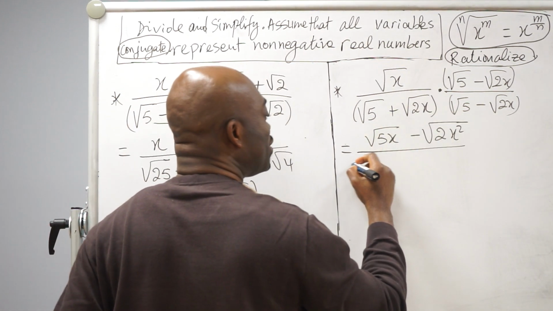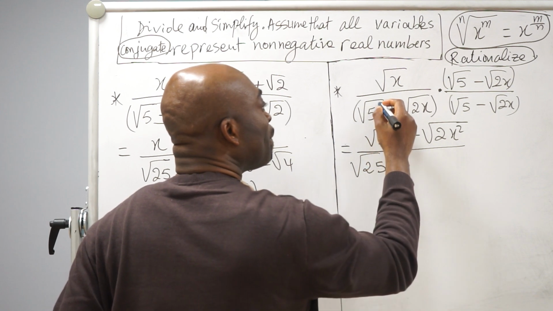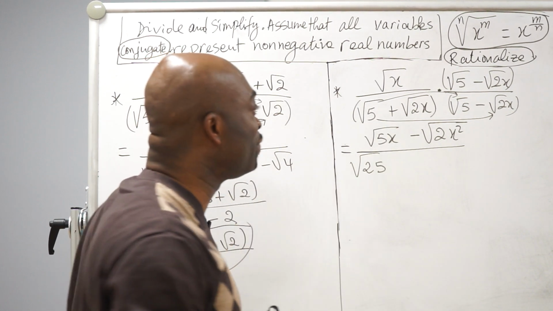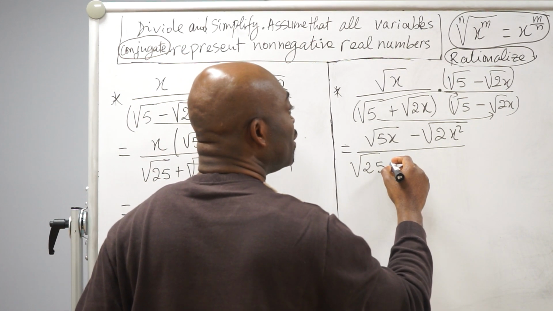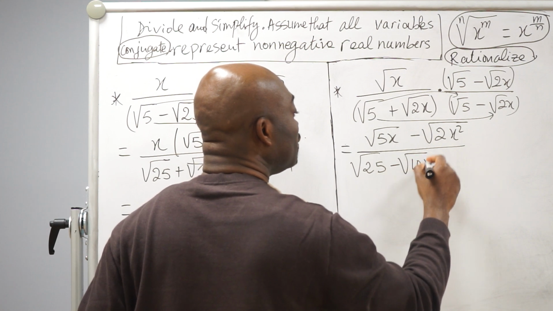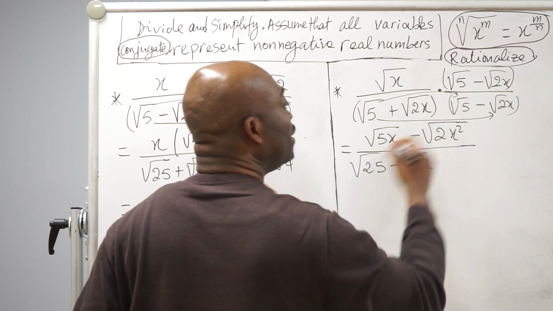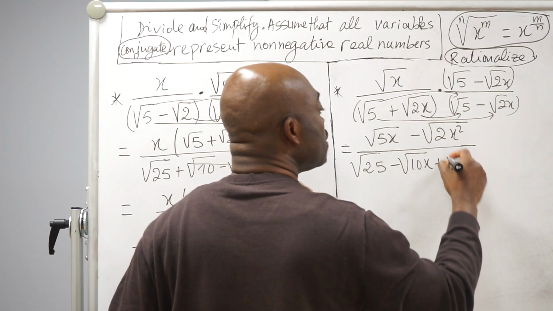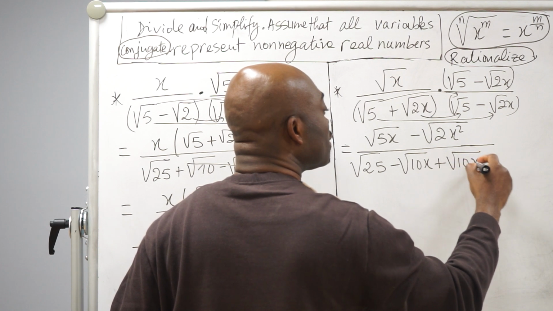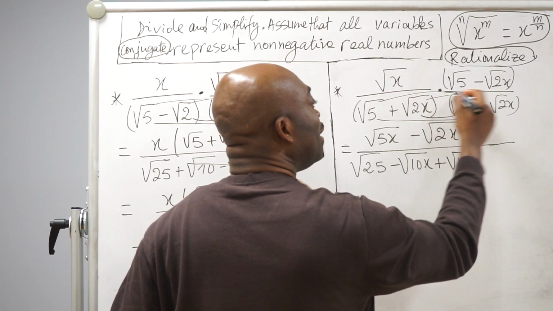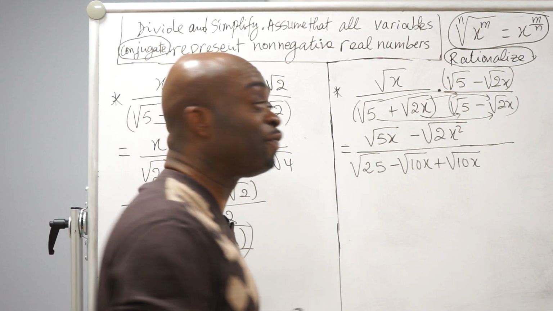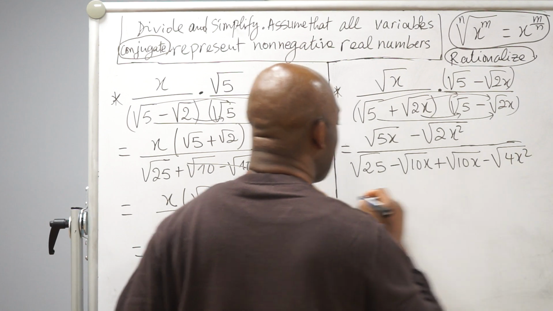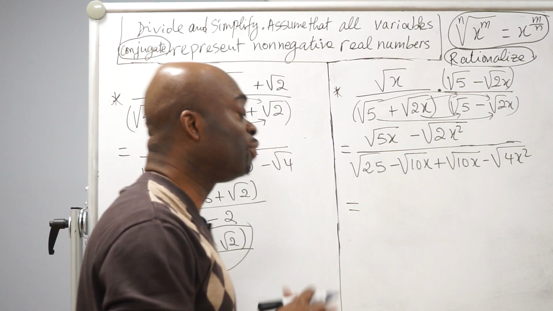So that would give us what? Square root of 5 times square root of 5 is square root of 25. First one. And then the second one, square root of 5 times negative square root of 2x, that would give us negative square root of 10x. Okay? And then this one here is going to give us positive square root of 10x. And then, last but not least, that will give us negative square root of 4x squared. And with that, we need to simplify now.